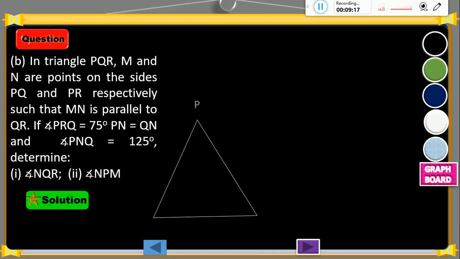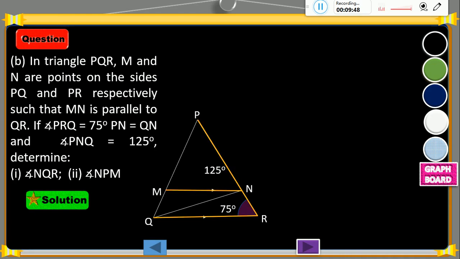Question 3b. Now let's get the triangle. That gives us the triangle. That gives us the side that's parallel. MN is parallel to QR. Joining Q to N, 75 degrees as given, 125 degrees as given. Now that shows the angles that are equal.